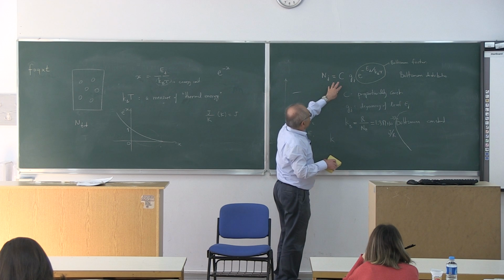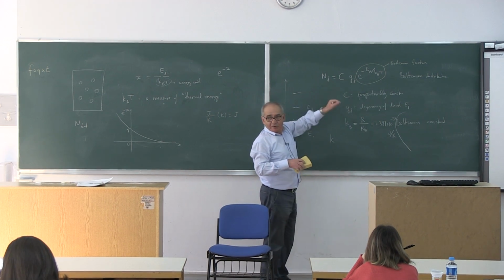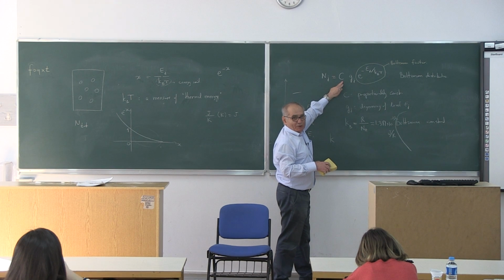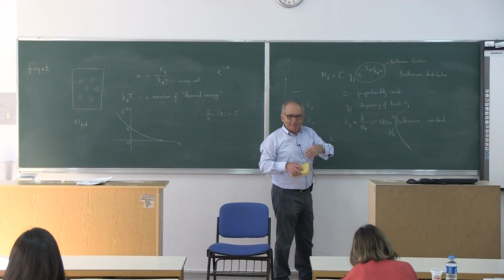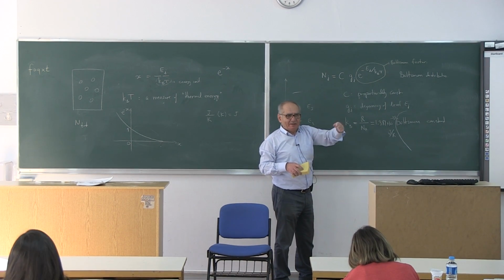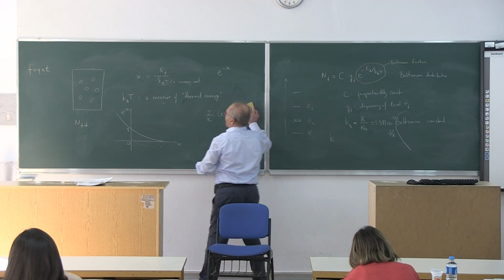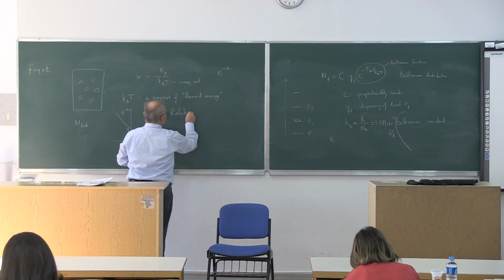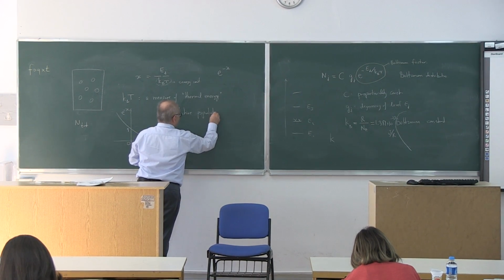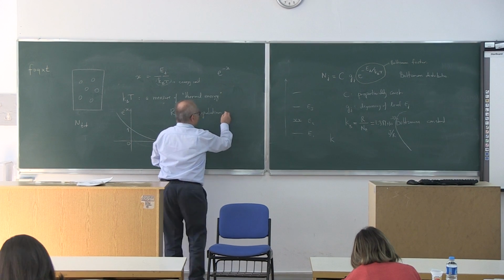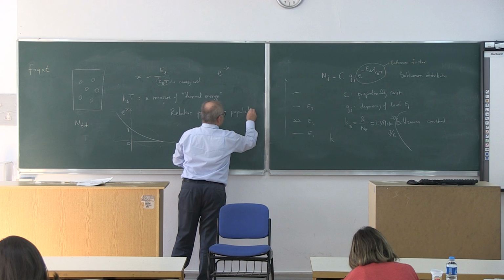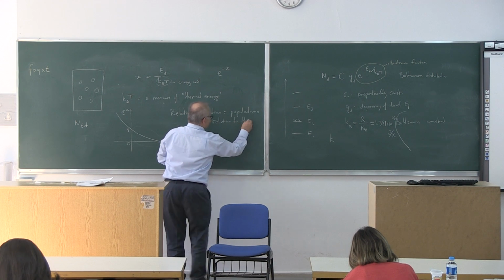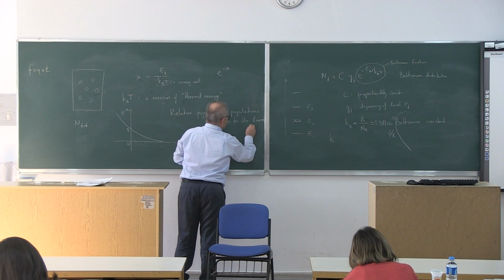Now, this is directly the number of molecules at energy level EJ. For that, we need to know the proportionality constant. In practice, we talk about relative populations. These are populations relative to the lowest level.